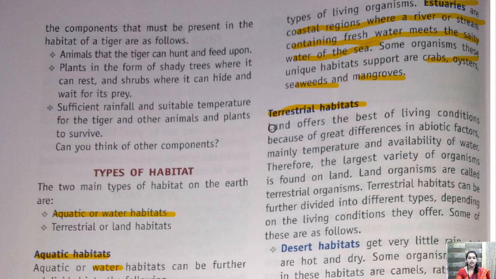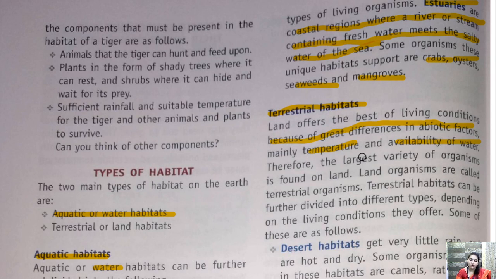Okay, let's see what is written. Land offers the best living condition because of the great differences in abiotic factors, mainly temperature, availability of water. Okay, so you can see, beta, see the polar area, jahan pe bahut thand hoti hai, wahan ka temperature alag hota hai. When you come to this land, this UP place, Uttar Pradesh, the temperature is different. When you go to higher places like Jammu and Kashmir and Himalaya and where Himachal Pradesh, there the temperature is different. Alright. So depending on different temperature and the availability of water, the animals survive on the land.